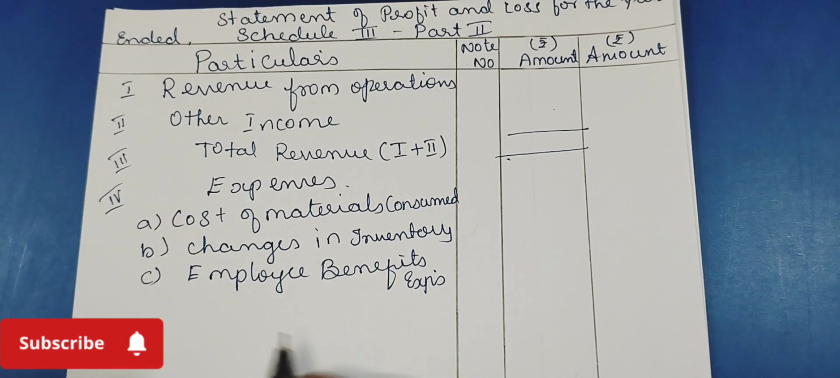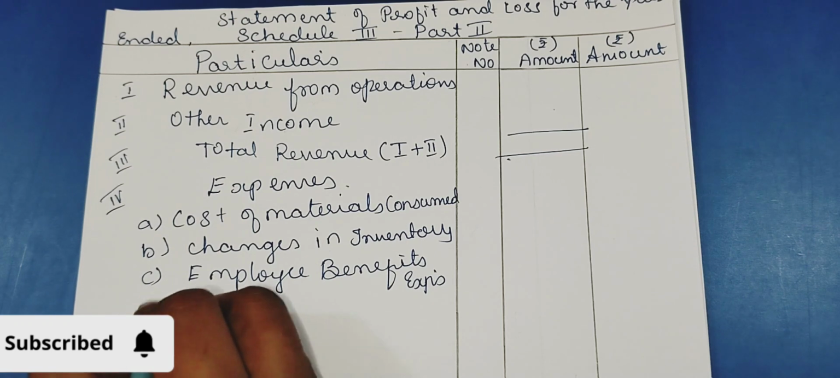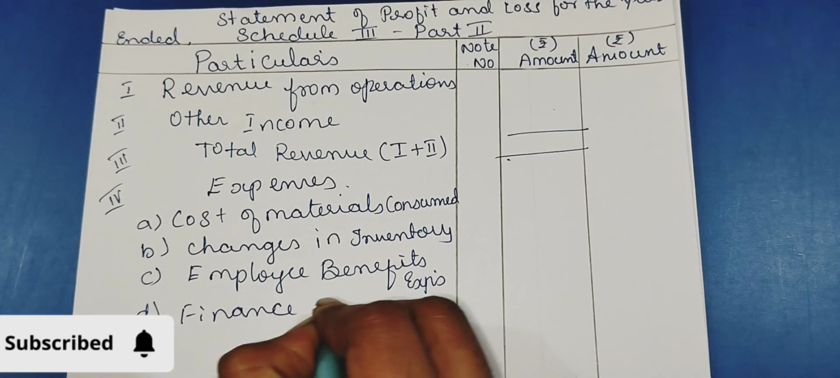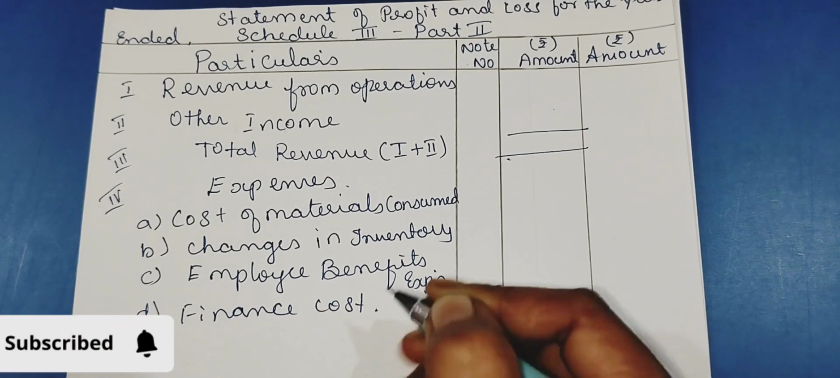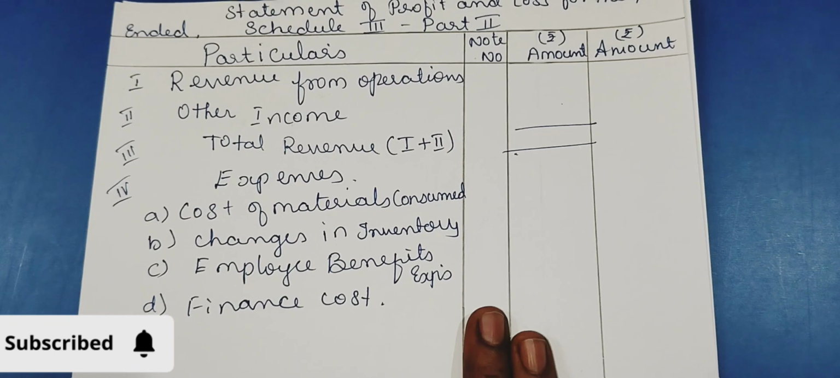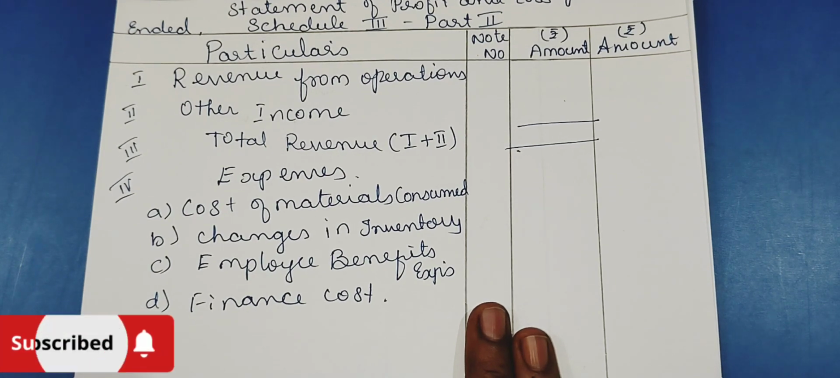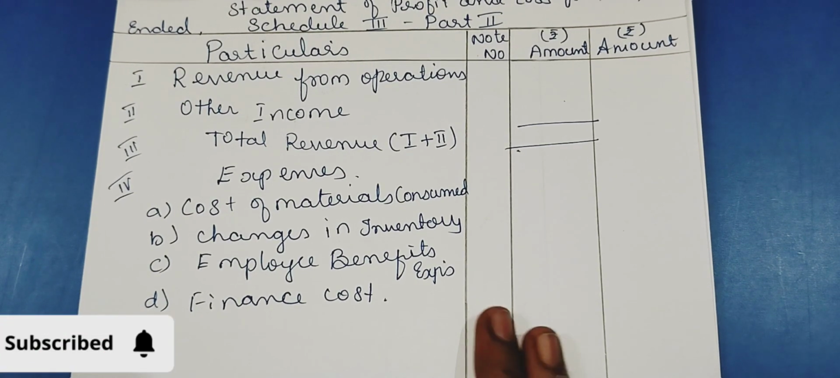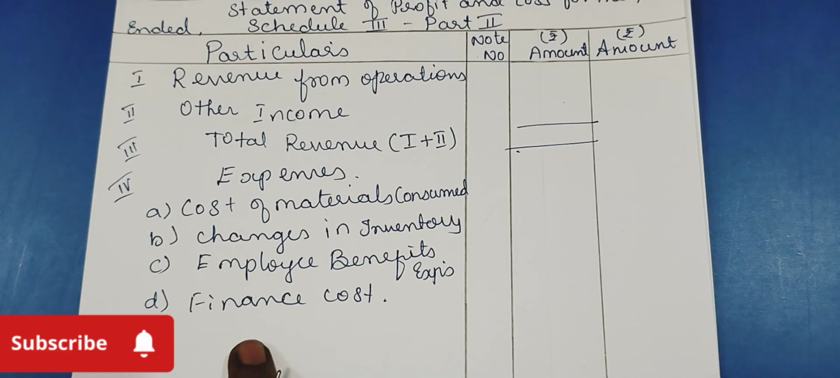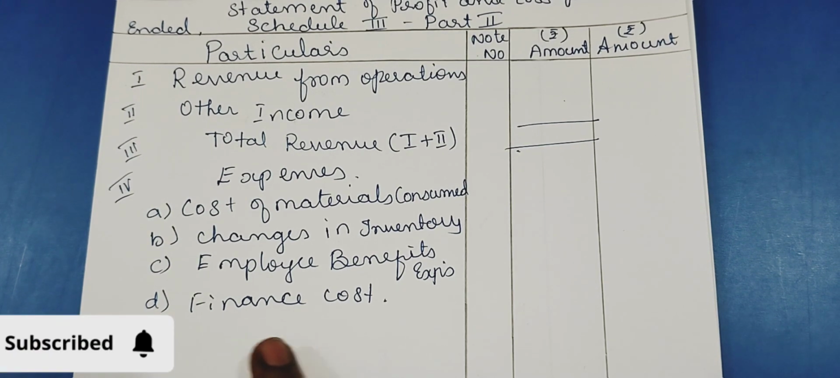Okay, then finance cost. What do you mean by finance cost? Which are all the costs you are going to consider under this finance cost? Under finance cost we are recording the interest, debenture interest or whatever the borrowing charges are there. So that will be recorded under the finance cost, borrowing charges.